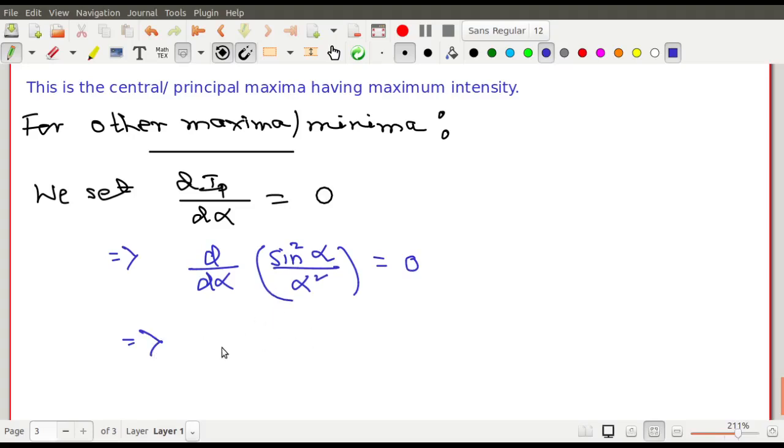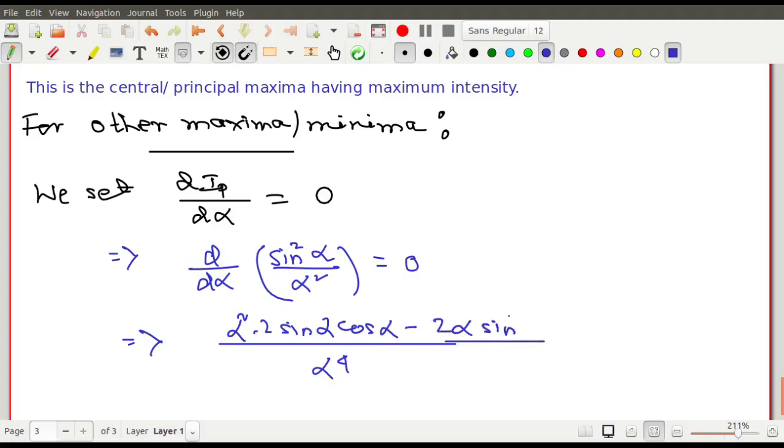So if I go for this differentiation, this will be some alpha to the power 4 on the denominator, alpha square into 2 sin alpha cos alpha minus twice alpha sin square alpha, right? নিচেরটা ইনটু উপরেরটার ডেরিভেটিভ মাইনাস উপরেরটা ইনটু নিচেরটার ডেরিভেটিভ, denominator into derivative of the numerator minus numerator into derivative of the denominator.